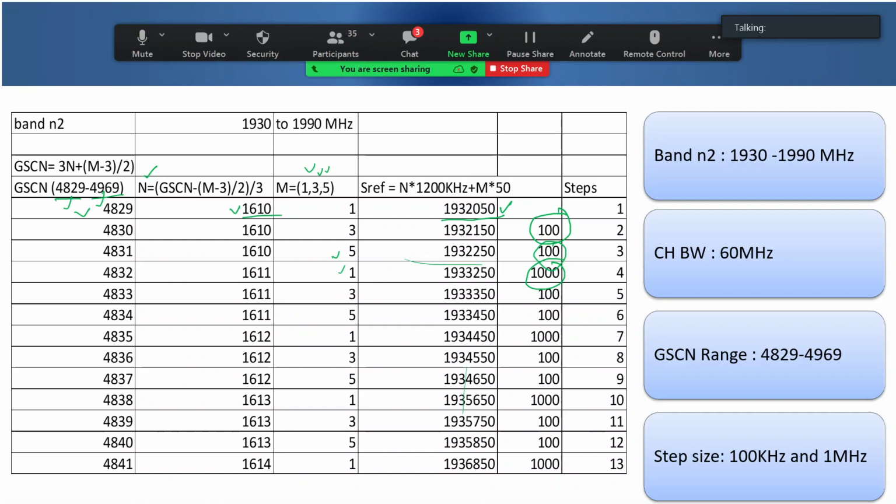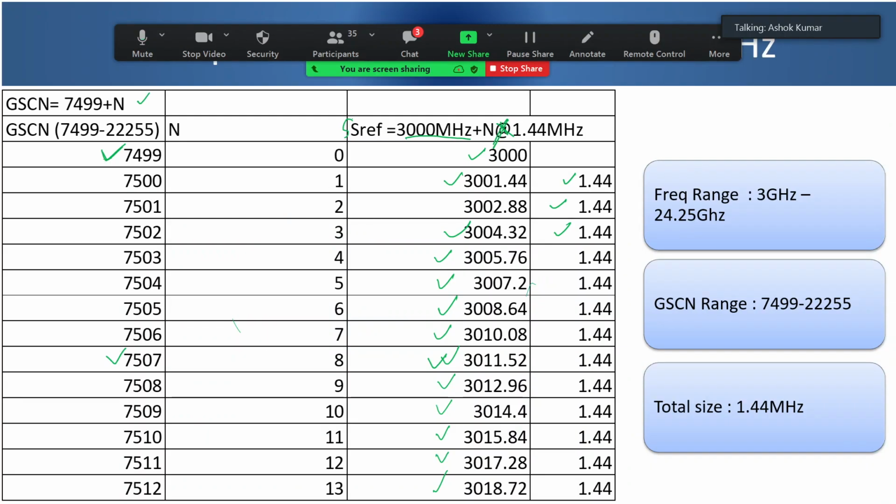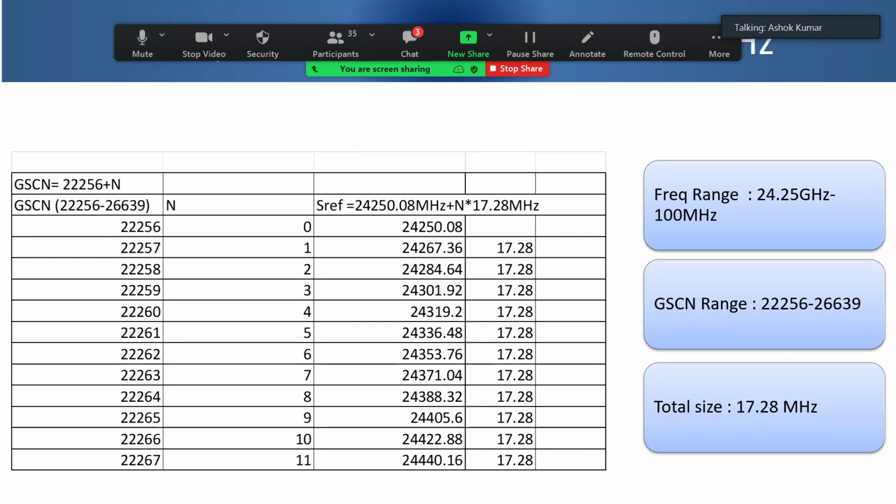Now if you look at the frequencies from 24.52 gigahertz to 100 gigahertz, here the step size is 17.28 megahertz. The device can look at this particular frequency depending upon which band it is supporting, and on that band itself it will look.